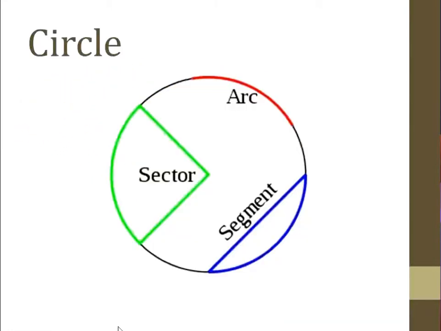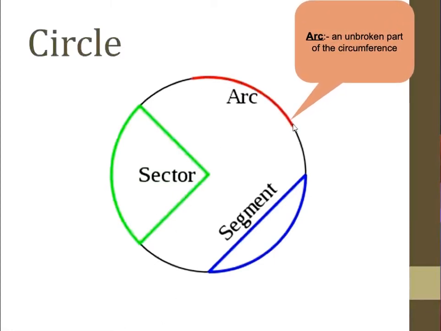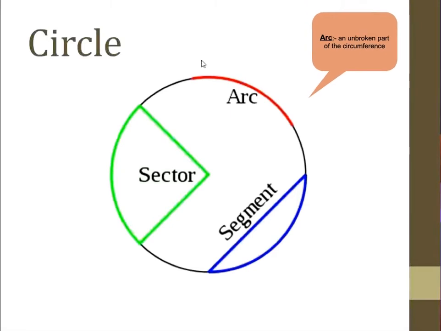Now, let's talk about an arc. The circumference itself is made up of small arcs. So an arc is just a small section of the circumference, right? Combining all the small arcs that are on the circumference, we form the whole perimeter of the circle. So an arc is just a line that is on the circumference of the circle. That is the line that you're seeing in red there.